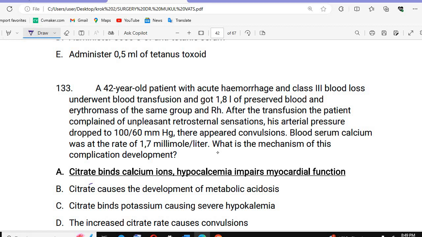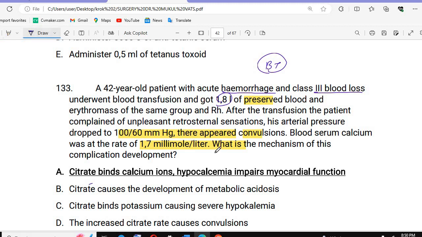When we are doing blood transfusions, we have seen there is acute hemorrhage, and a class 3 blood loss patient underwent blood transfusion and got 1.8 liters of preserved blood. Now see, they mentioned that preserved blood and erythrocytes of the same group and Rh were used. After the transfusion, the patient complained of an unpleasant retrosternal sensation. His arterial pressure dropped to 100/60 mmHg. Convulsions appeared. Blood serum calcium was 1.7 millimole per liter. What is the mechanism of development of this complication?